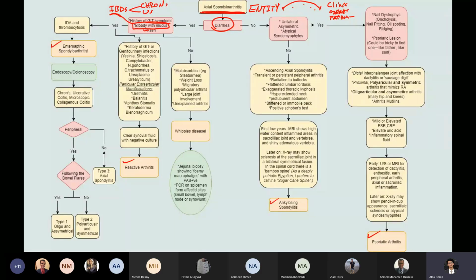Now, if we have a history, then we're gonna go for the investigations. If the investigations reveal IDA, iron deficiency anemia, and thrombocytosis. Yes. So by clinical feature, enteropathic arthritis is excluded.